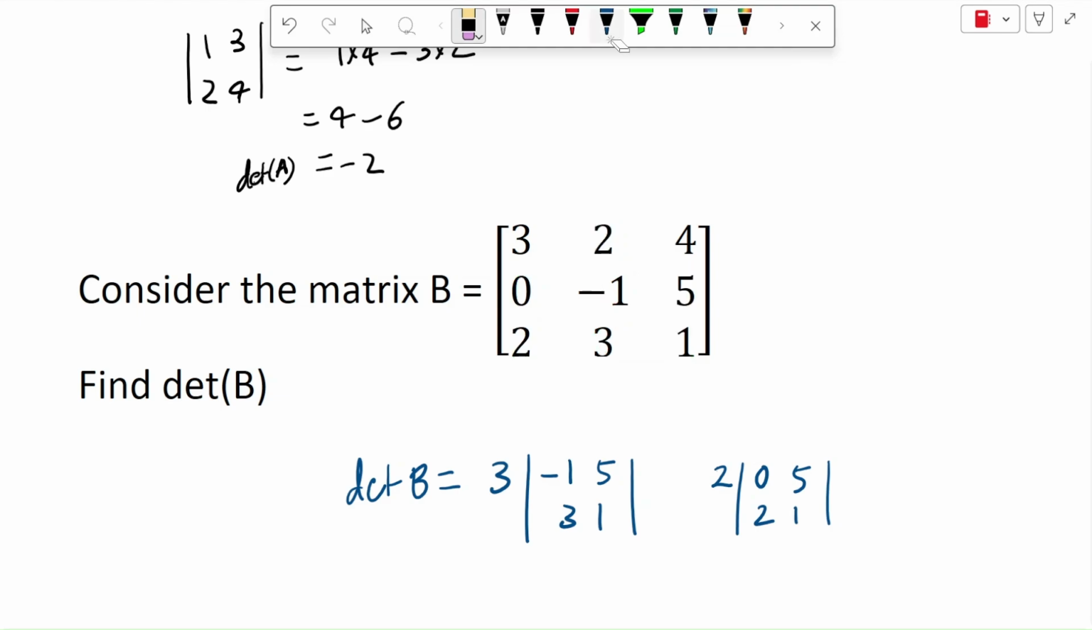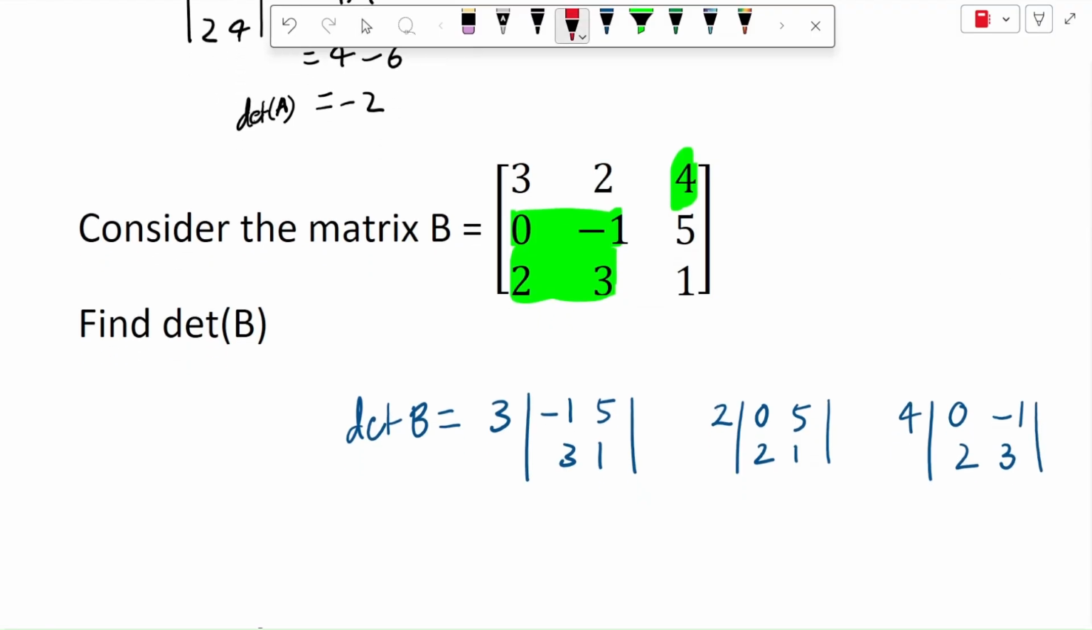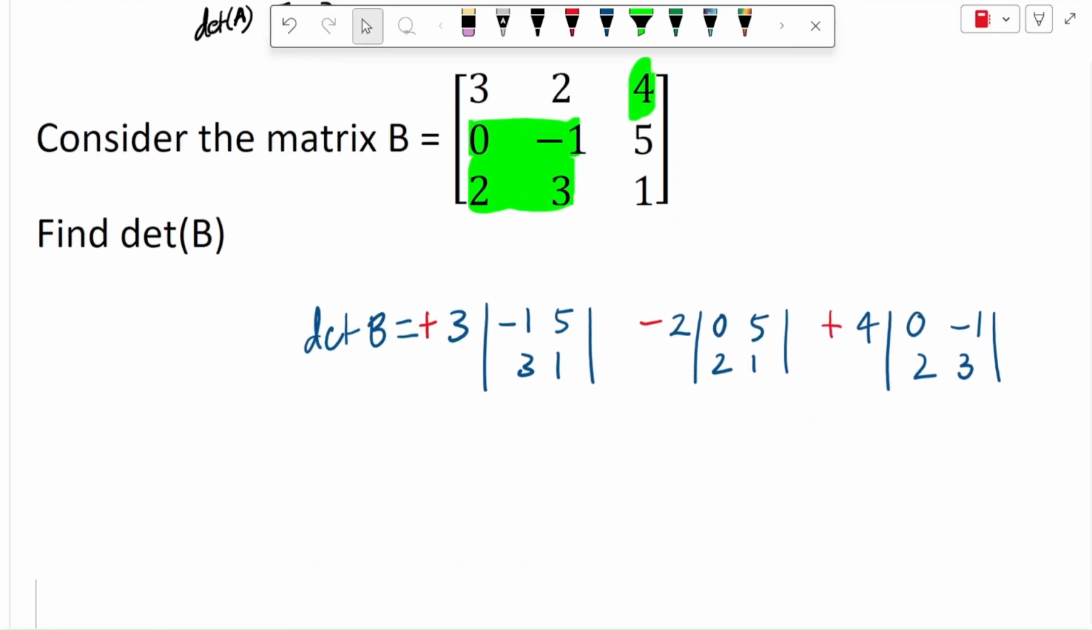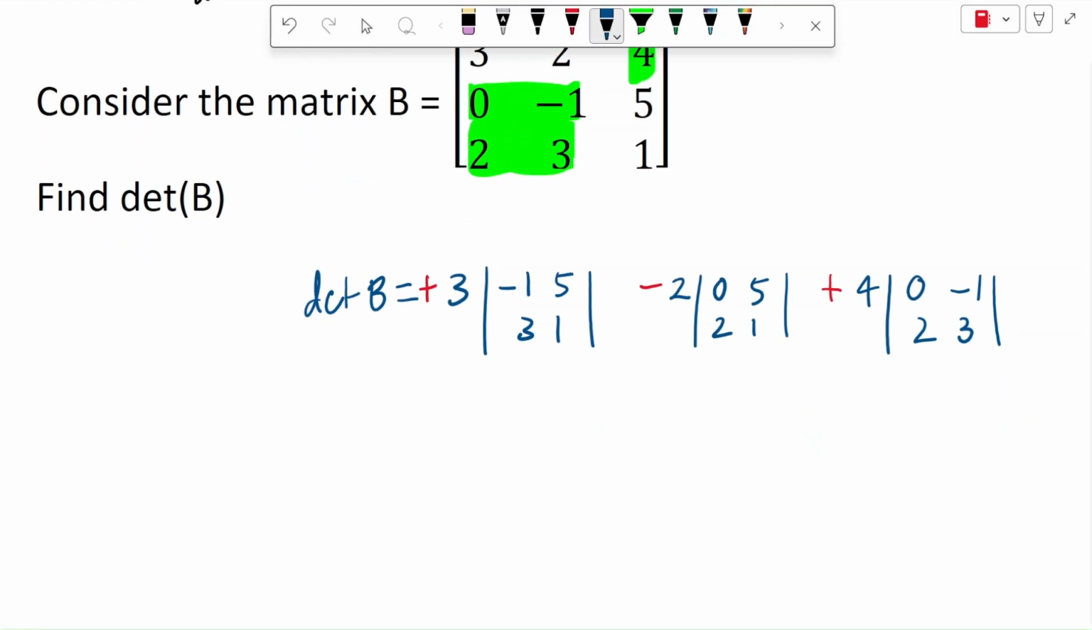And then we do the same process with the 4. So you pick the 4 and then you do the other determinant here. So that's 4 with 0, minus 1, 2, 3. Now, the way that it goes is plus, minus, plus. And if you're doing a bigger matrix, it would keep alternating like that. But the key thing is the middle term has a minus sign. Make sure you don't forget that. It's very easy to miss.